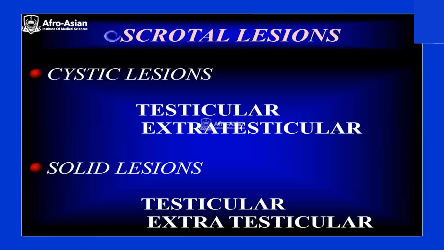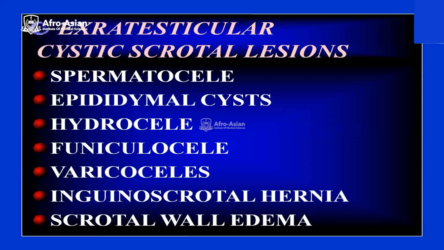Scrotal lesions can be cystic lesions or solid lesions. In cystic lesions, we can have testicular or extratesticular lesions. In solid lesions, we can have testicular and extratesticular also. The extratesticular cystic scrotal lesions include spermatocele, epididymal cyst, hydrocele, funiculocele, varicocele, scrotal hernia, scrotal wall edema.